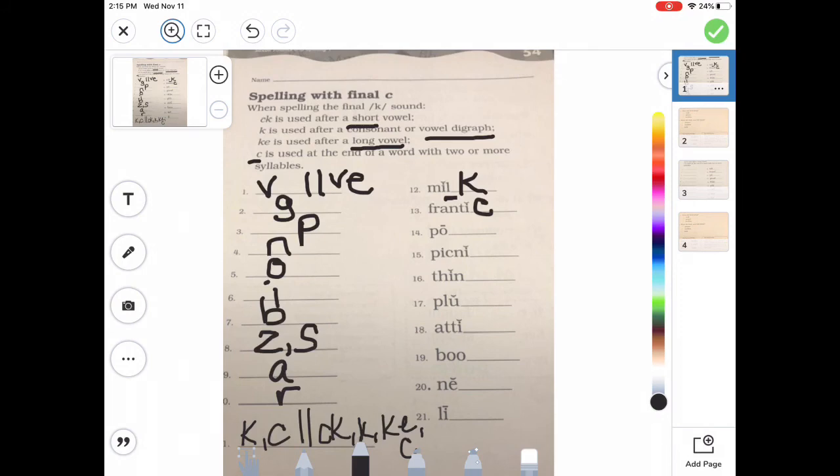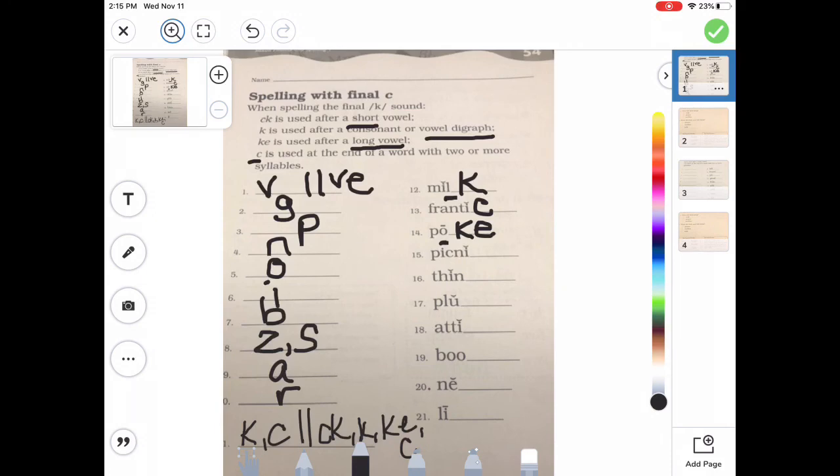Okay, on the next word, I want to do poke, poke. Now look, my last vowel is a long vowel. So I can go up and say after a long vowel, I need K-E. Because if I didn't put that E on there, it would be pock, right? We want to make the long O sound.